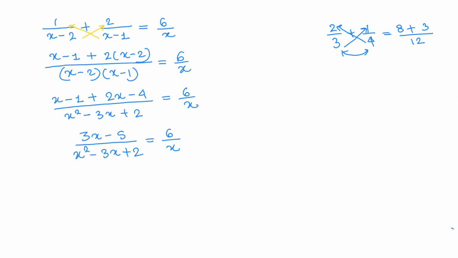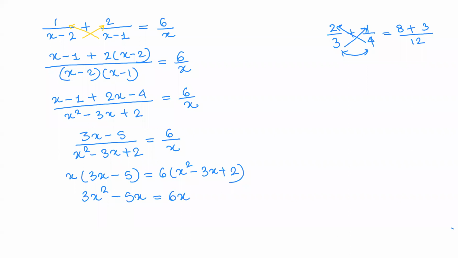And now what will we do? Finally, we are going to cross multiply. So x goes over there. x times 3x minus 5 is equal to 6 times x square minus 3x plus 2. So let's see. We have 3x square minus 5x is equal to 6x square minus 18x plus 6 twos are 12.